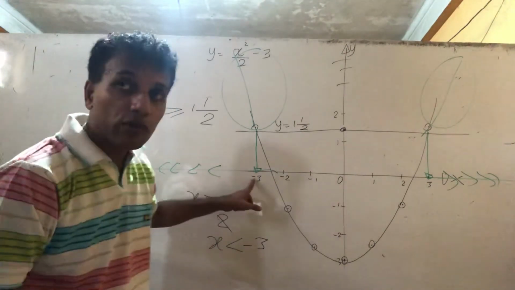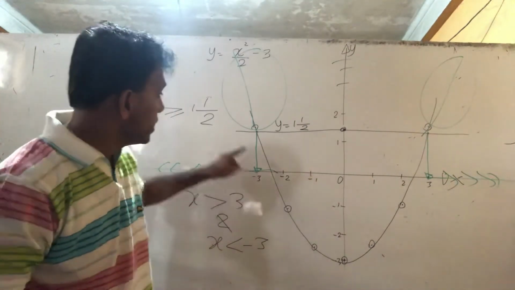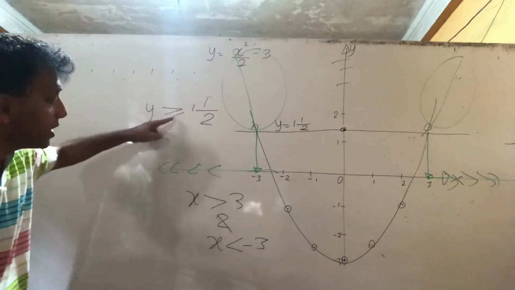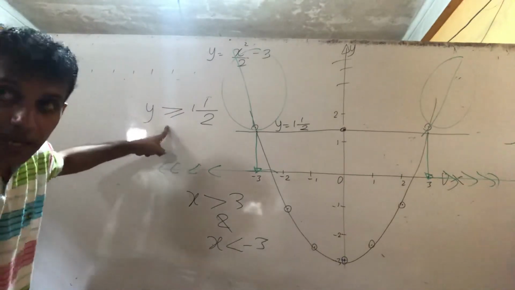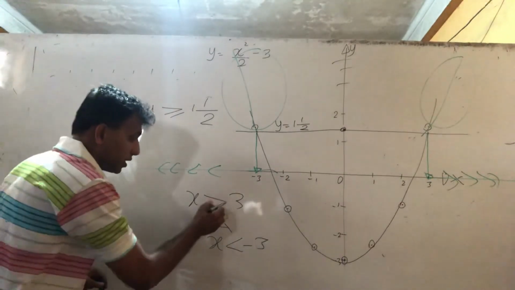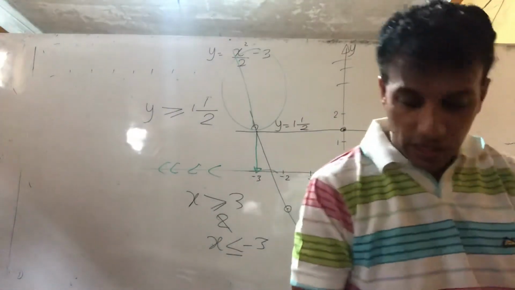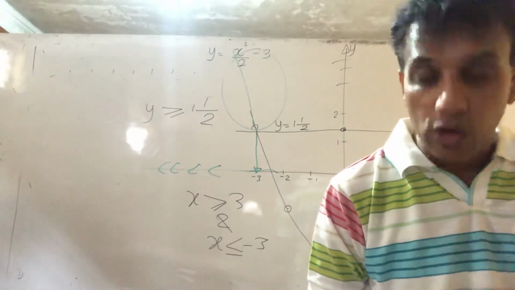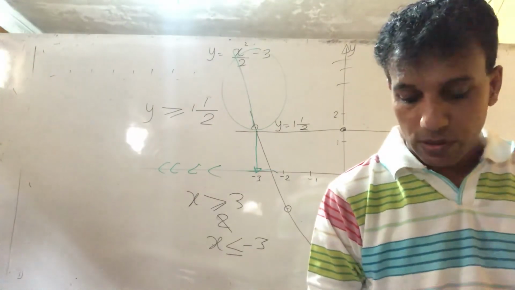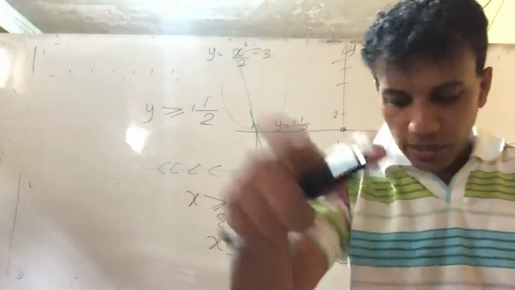What is this value? You have to find it from your graph sheet. Here they put an equal sign also. See here, the y equal symbol is also available. Therefore you also put the equal symbol: x greater or equal to plus 3 and x less or equal to minus 3. See the next part, the second part, you can answer.